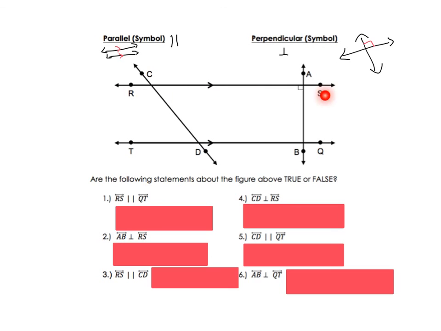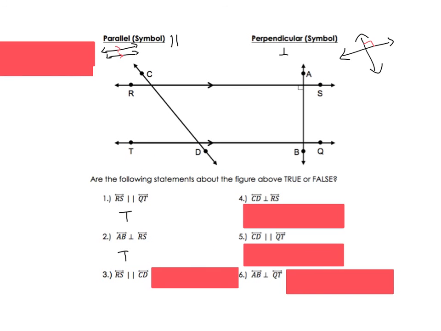Line RS is parallel to line QT. I love those two together, QT. So is RS parallel to QT? Hopefully you can see that that is true. All right, 2. Line AB. Here it is. Line AB is perpendicular, upside down T, to RS. AB perpendicular to RS. That's kind of a giveaway right there that this statement is true.